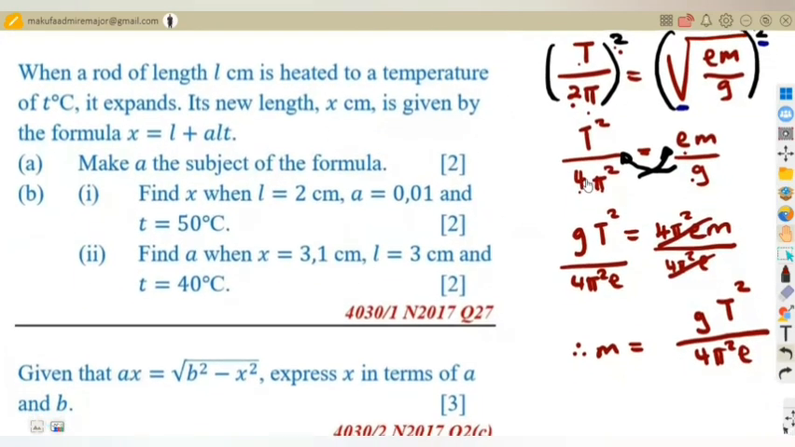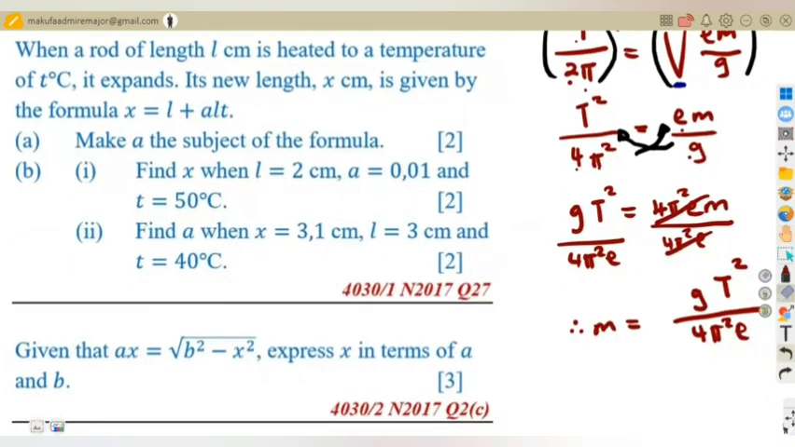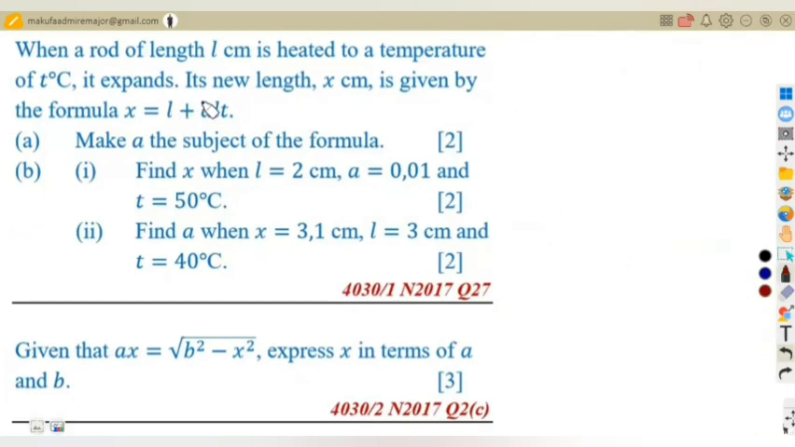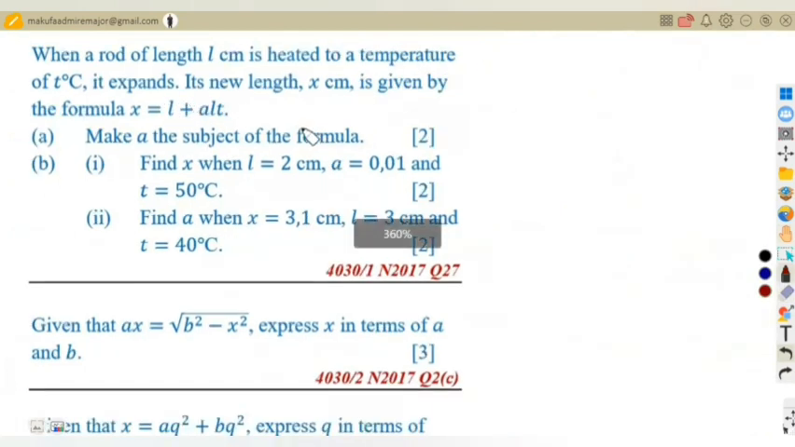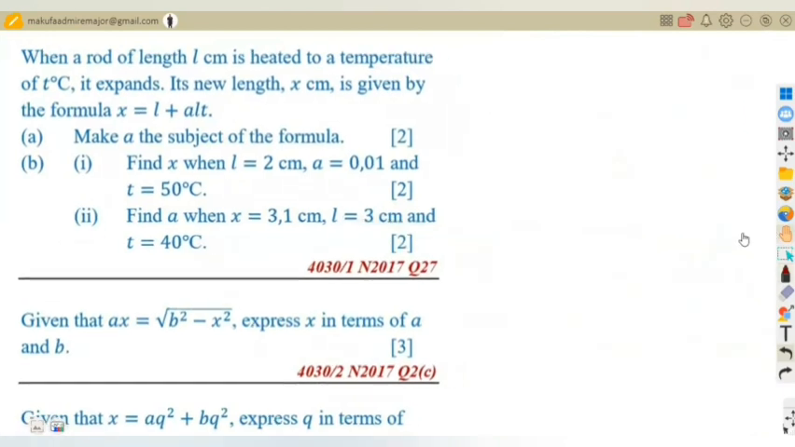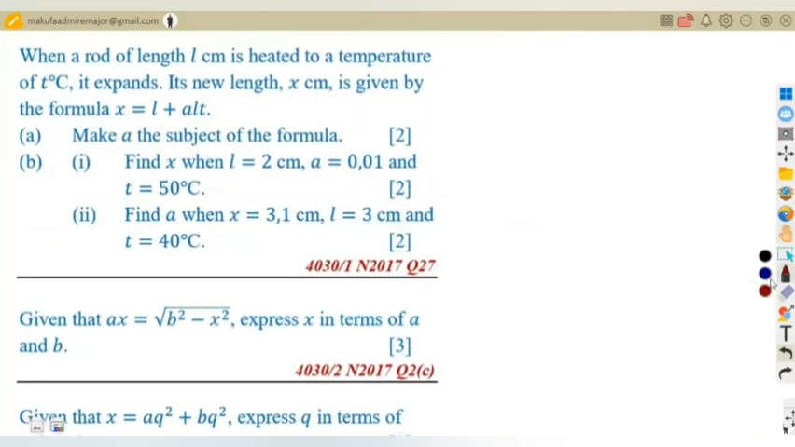All right, let us check the other part, whereby we are given a rod of length L centimeters which is being heated to a temperature T degrees Celsius. It expands. This is our physics part, our science. We have this expansion of length and area. So that is not the part of the question here. Our question is to make A the subject from this formula. Make A the subject. That is the first part.